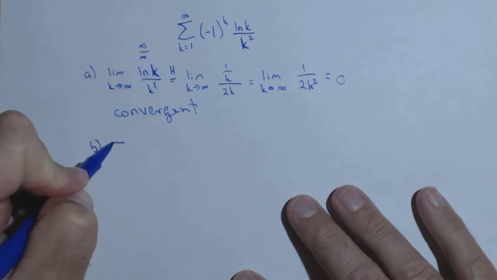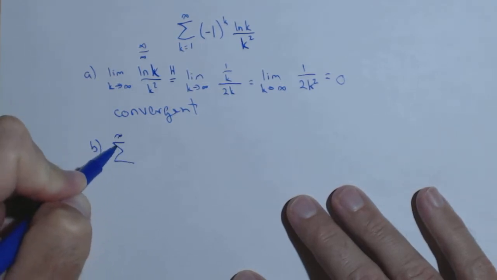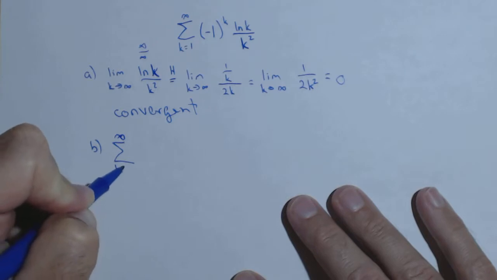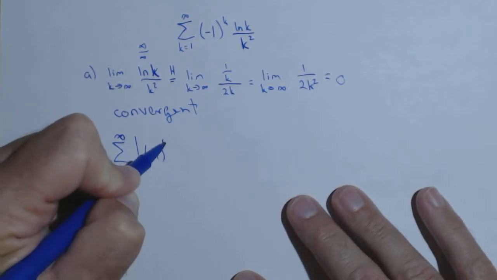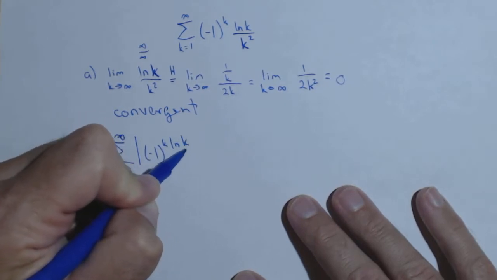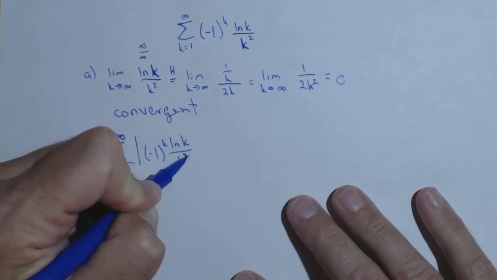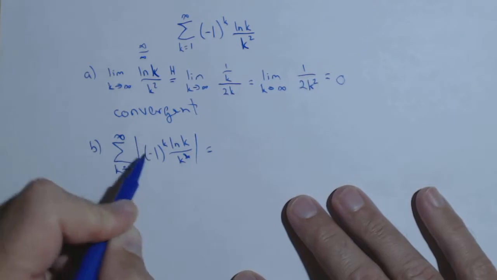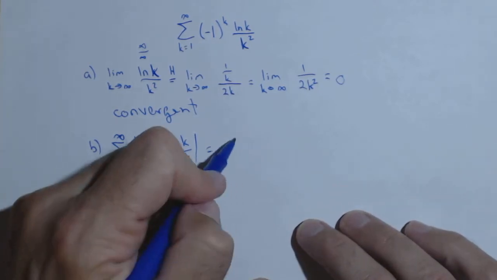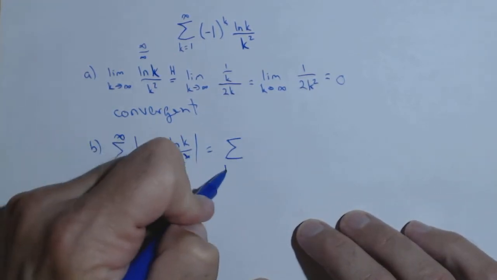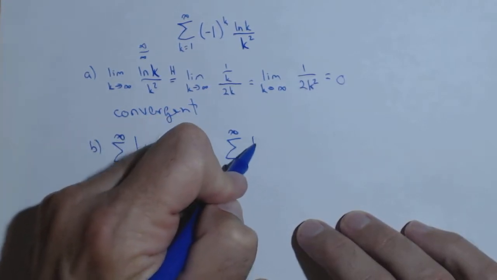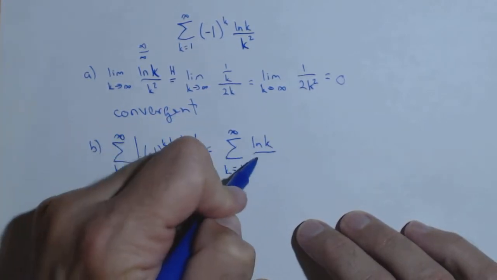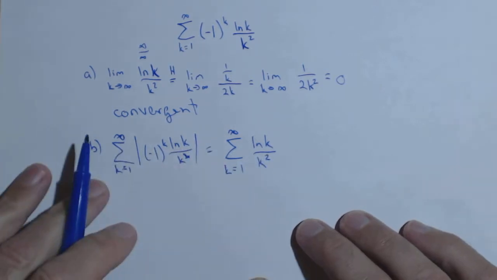Now to check for absolute convergence, we need to first look at the absolute value of our series. So the absolute value of negative 1 to the k, ln of k over k squared. Basically, that's going to eliminate this alternating piece, and so really the series we're looking at is the sum from k equals 1 to infinity of ln of k over k squared.